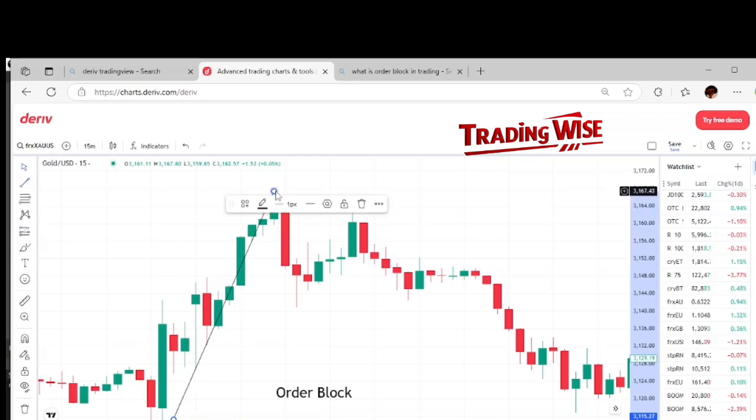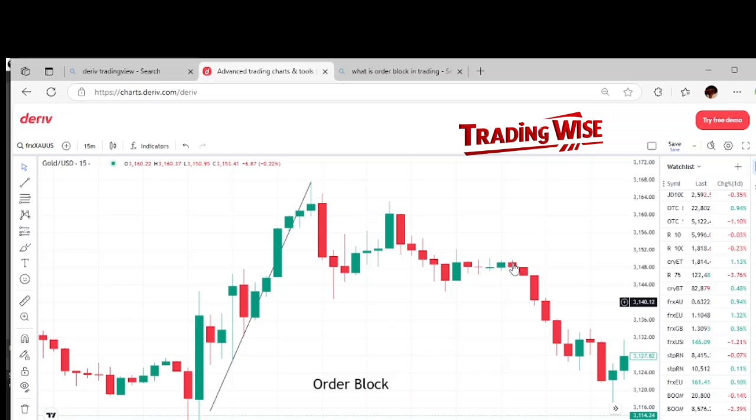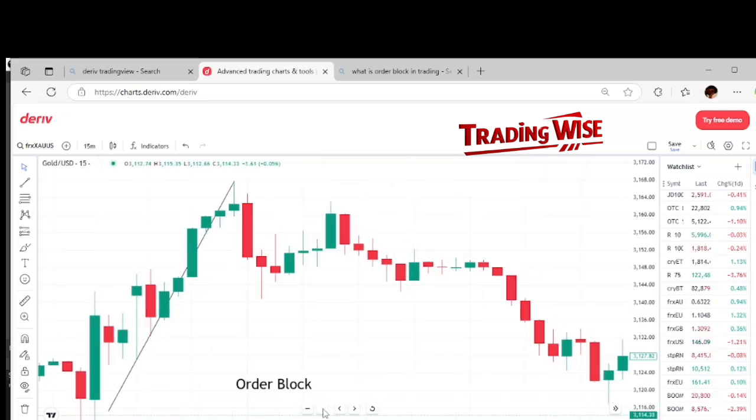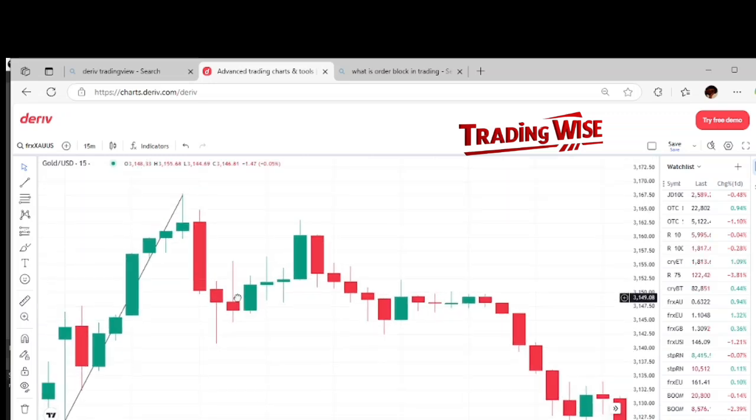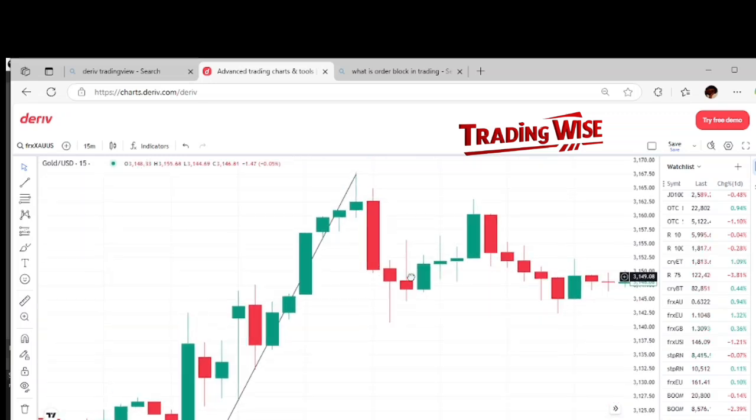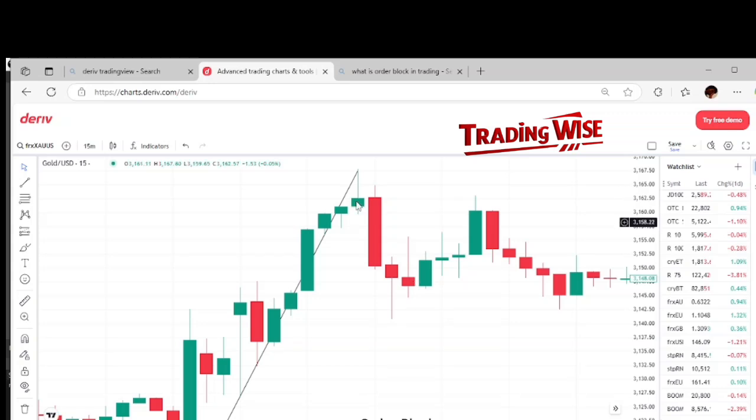This is gold, and let me zoom in so that you can actually see what I'm talking about. So you see that we are bullish in this market, and the last bullish candle, which is this very one here, is the order block. Like I said earlier, it is the last candle of a particular trend.